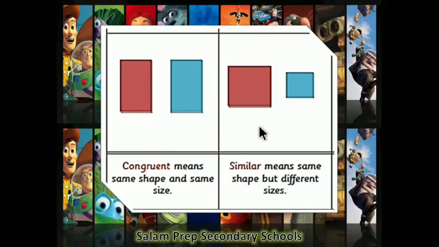Look, these two shapes are different. This is a square, this is a square. But this square is big, this square is small. These two shapes are similar. Similar means same shape but different size.